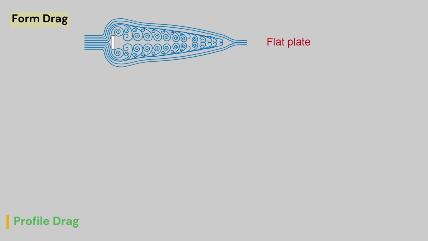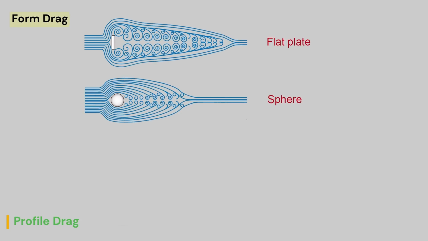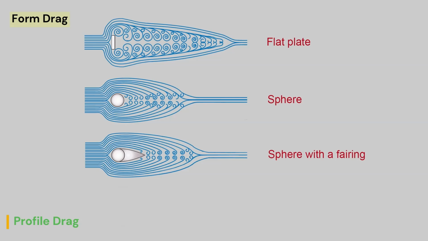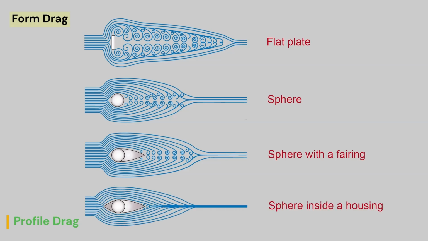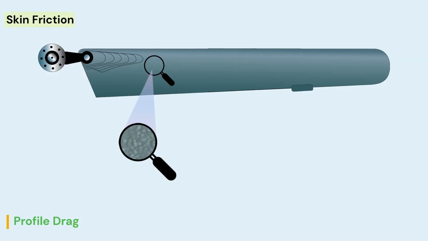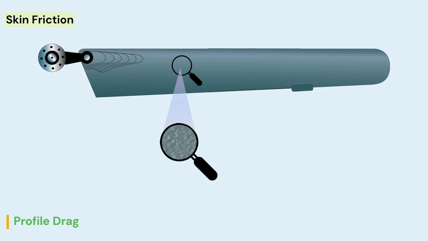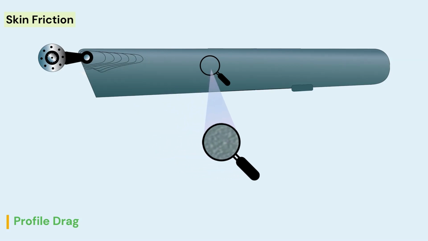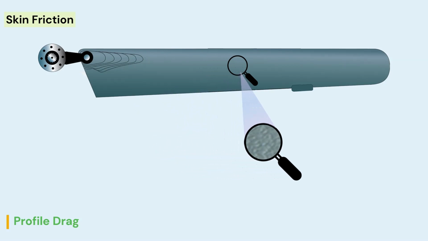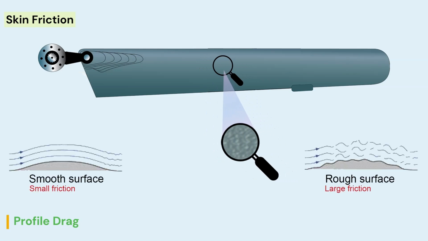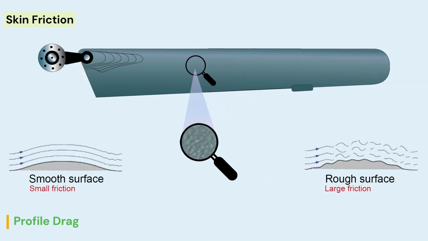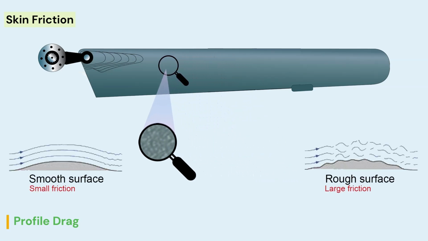Form drag results from the turbulent wake caused by the separation of airflow from the surface of a structure. The amount of drag is related to both the size and shape of the structure that protrudes into the relative wind. Skin friction is caused by surface roughness. Even though the surface appears smooth, it may be quite rough when viewed under a microscope. A thin layer of air clings to the rough surface and creates small eddies that contribute to drag.